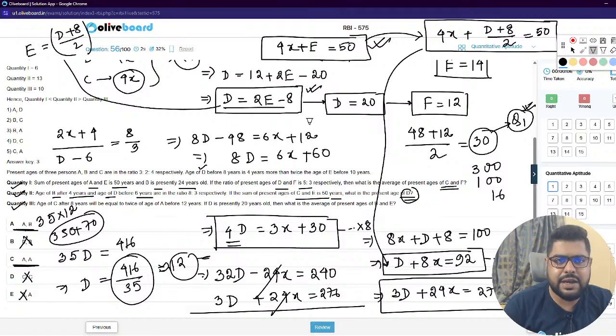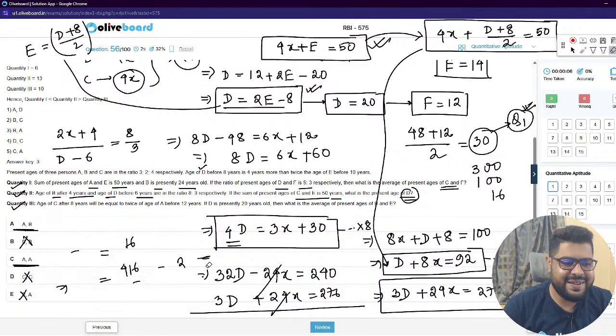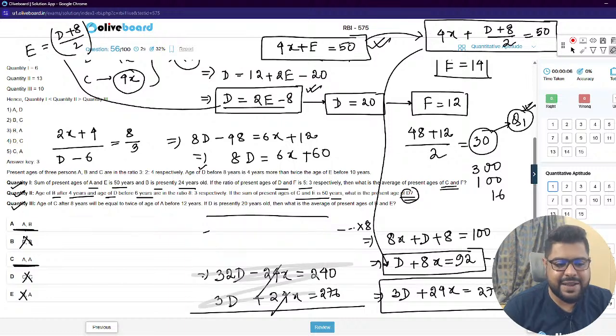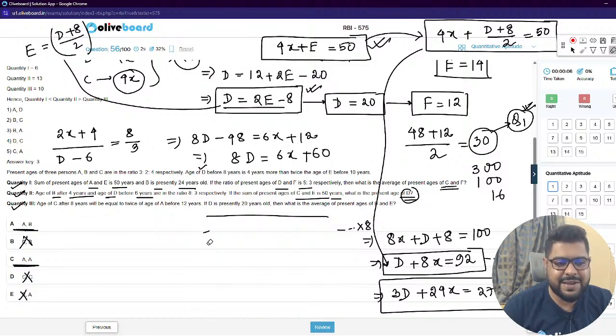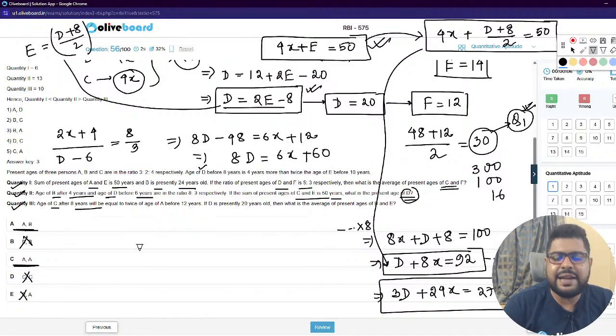Q3 will be what? Achha, I have to omit a few parts, otherwise it is impossible for me to write, right? There is no space left. So I'm just omitting a few parts so that I can write the Q3 part. Now, age of C after 8 years.